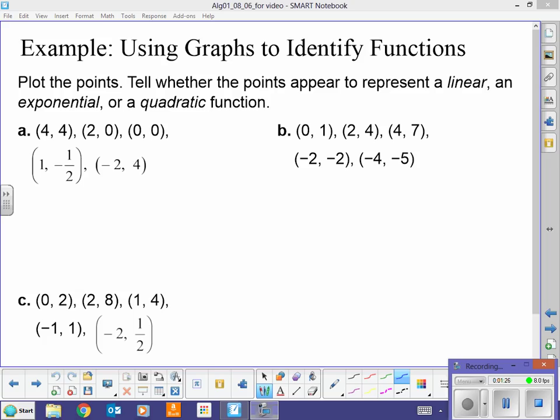So if you're given some points here, one way we can do this is to graph the points and tell whether the points appear to represent a linear, exponential, or a quadratic function. I'm not going to take the time on the video to graph all of these because we already know how to graph points, right? Graphing points is easy for us. You could do this manually or using the Desmos graphing calculator. But the shape of the graph will tell you whether it's linear, exponential, or quadratic. So I'm not going to waste time on the video to do that. We can practice in class a little bit. Let's move on.